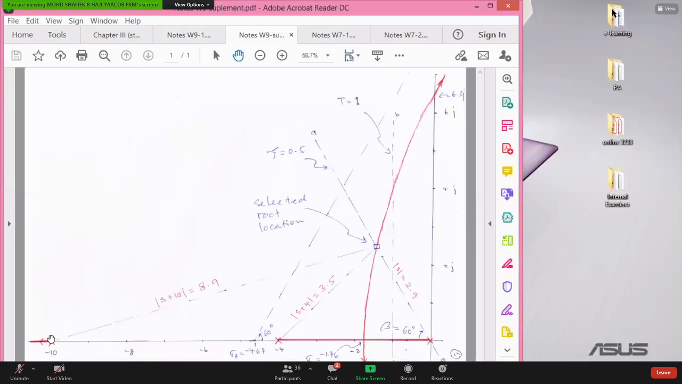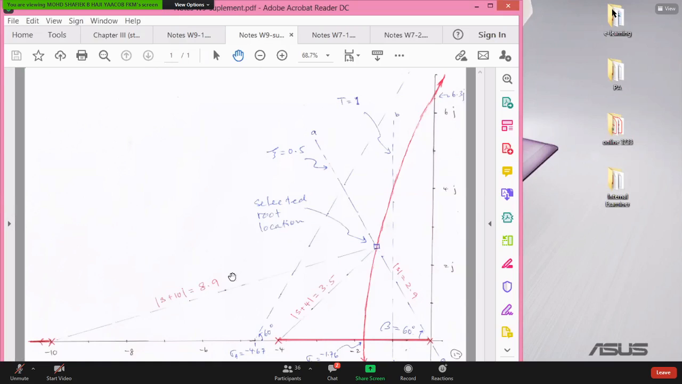So s plus 10, you start from negative 10 and go to the origin, that is going to be 10. And then this is s. So 10 plus s. The magnitude of s plus 10 is just the distance from negative 10 to your roots. So you can measure that if you draw your diagram correctly and make a measurement.